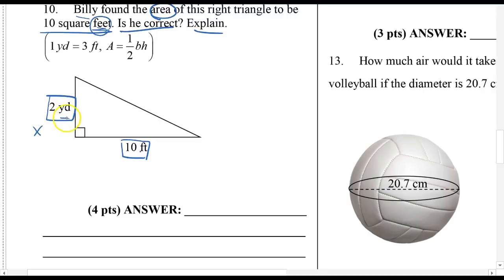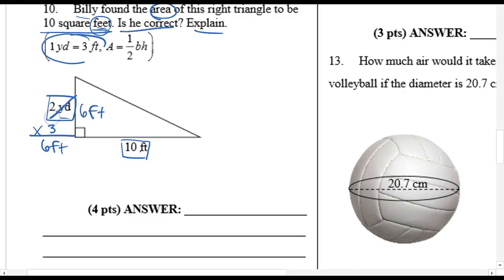So we're going to need to know how many feet is in 1 yard. Well, that's 3 feet. Okay, and that's right here. It's given. It tells us 1 yard equals 3 feet. So I multiply 3. That gives me 6. And now I know this side is 6 feet.